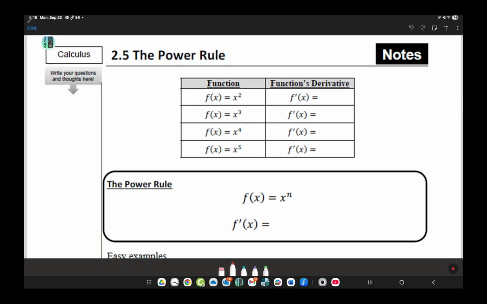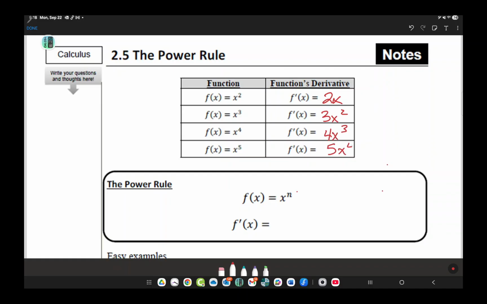So, again, I do believe you guys have seen the power rule. Okay. So the derivative of x squared would be 2x. Derivative of x cubed would be 3x squared. Derivative of x to the 4th is 4x cubed. And x to the 5th is 5x to the fourth.